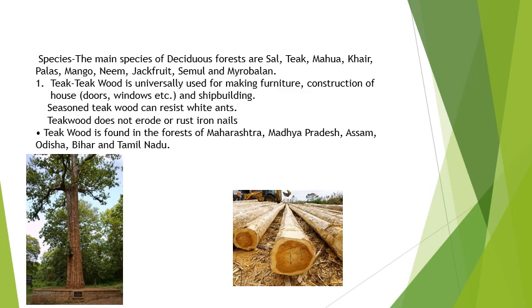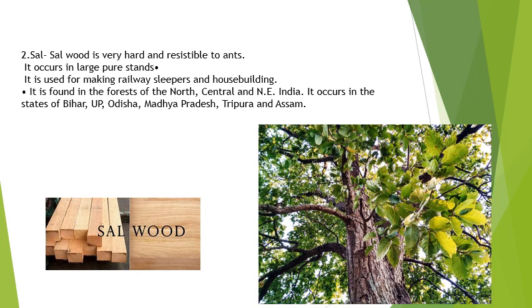So teak is used for making furniture, for construction of houses, for shipbuilding. The seasoned teak can resist white ants and it does not erode or rust iron nails. So this is about teak. Next is sal. It is also hard and resistant to ants. They also occur in pure stands. They are used for making railway sleepers and house building.